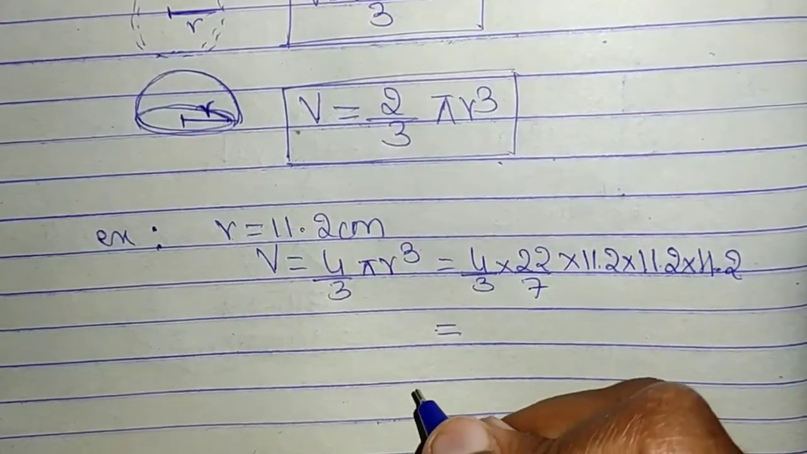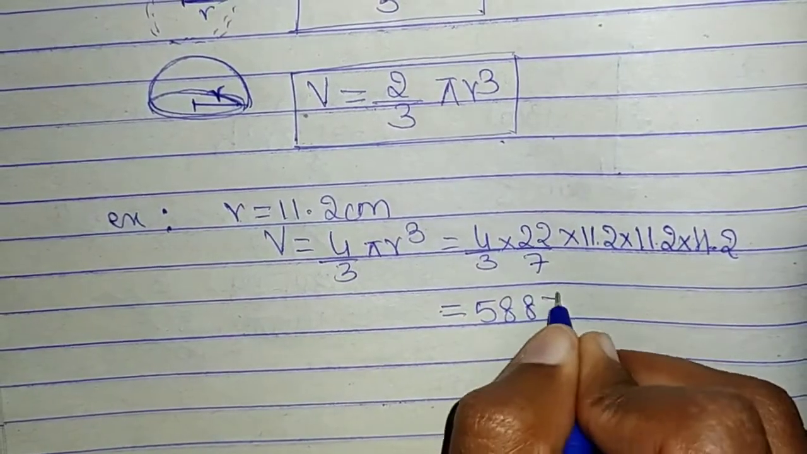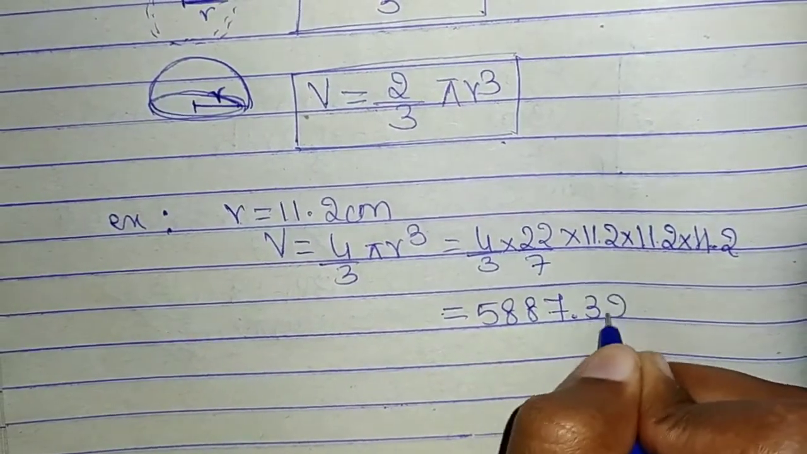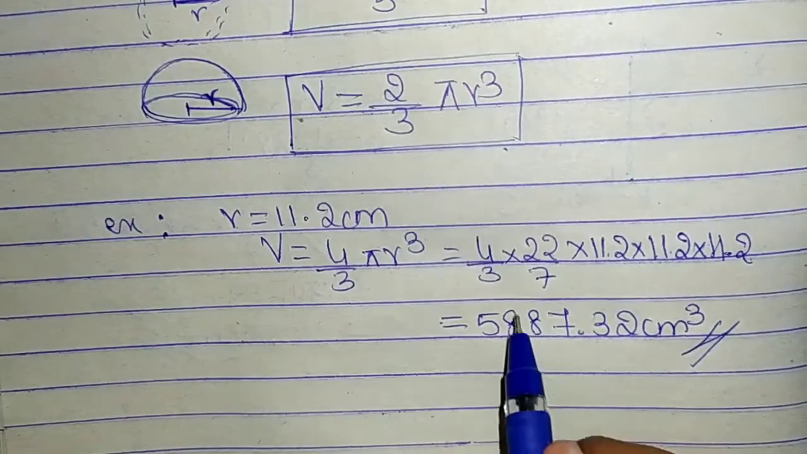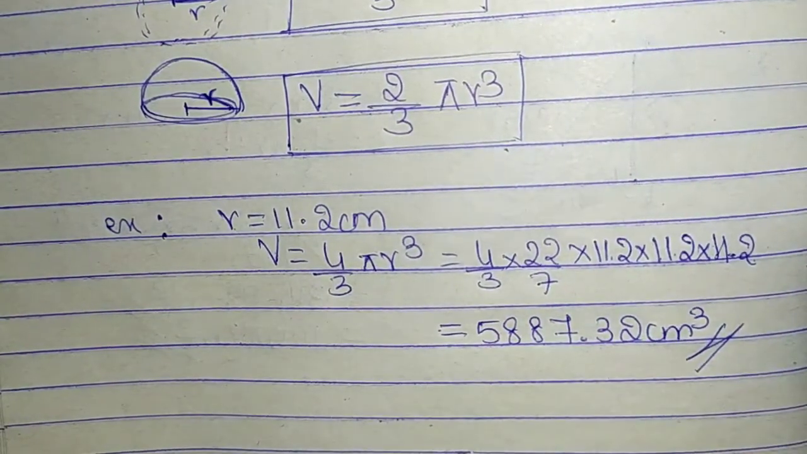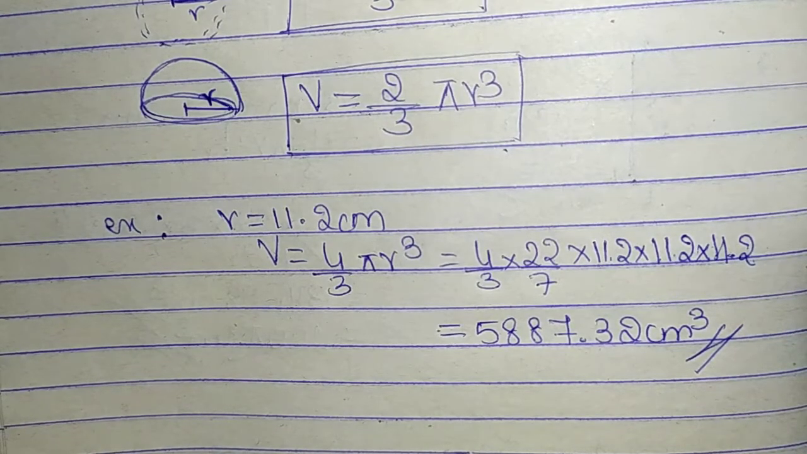So the volume of the sphere will be equal to 5887.32 centimeter cube. This is the volume of the sphere which has been given to us in example 17 of the textbook. For the 18th solved example, I know that you guys can solve it, so pause the video and solve it, whereas I will directly go to the 19th solved example.